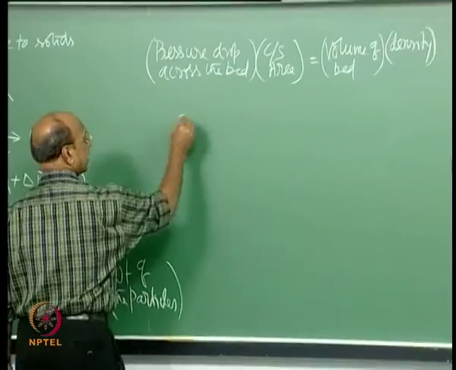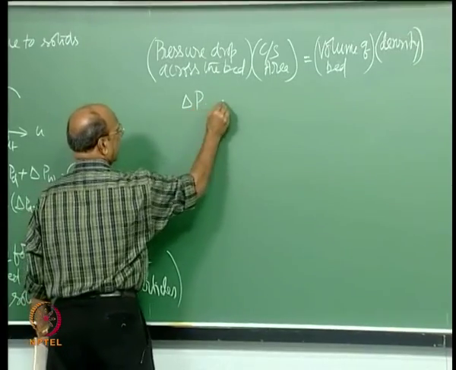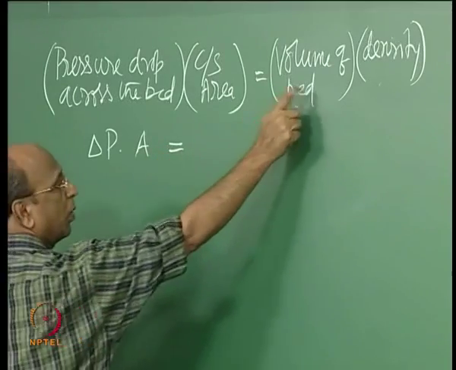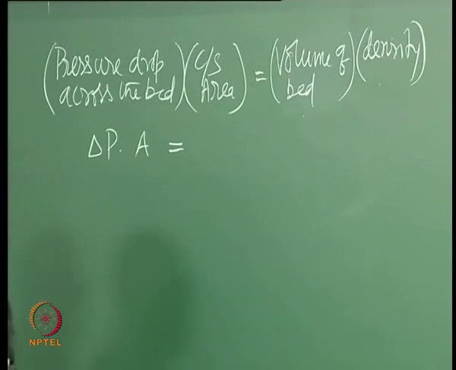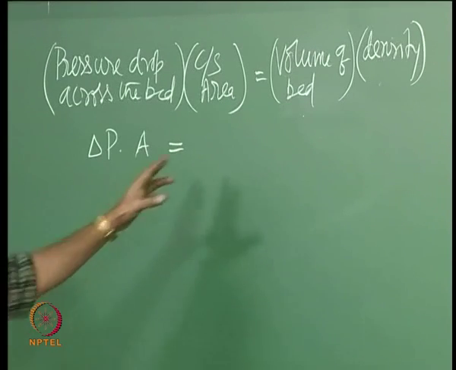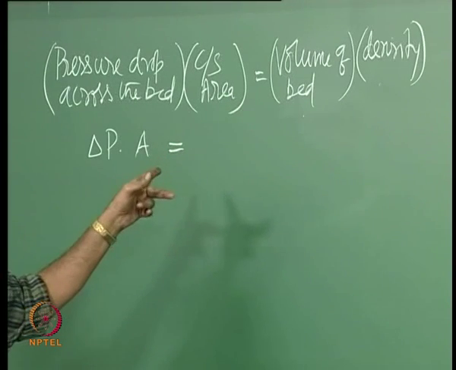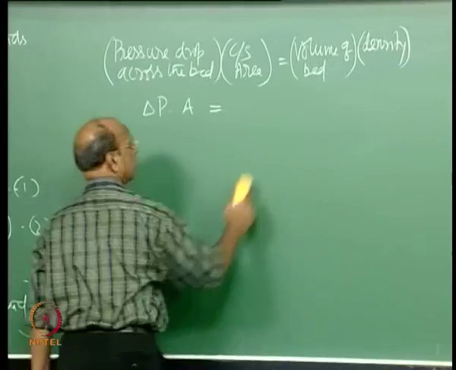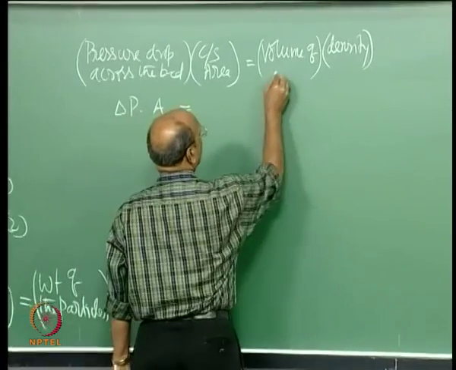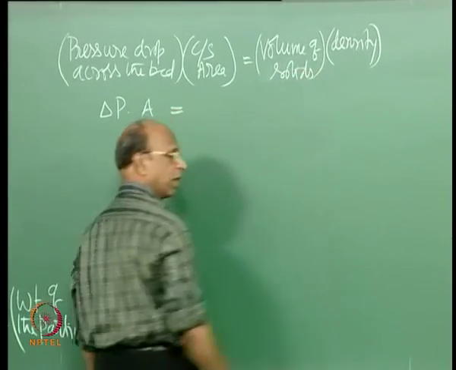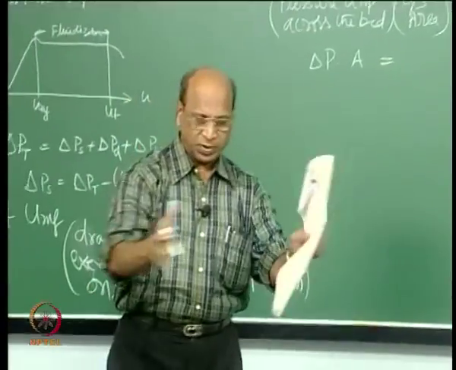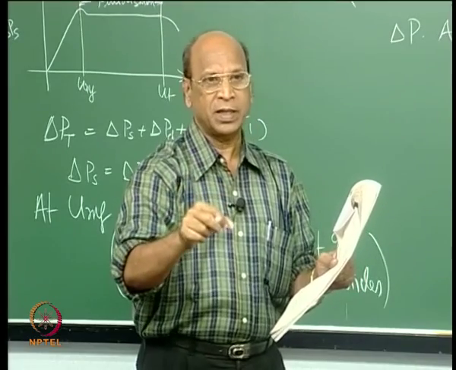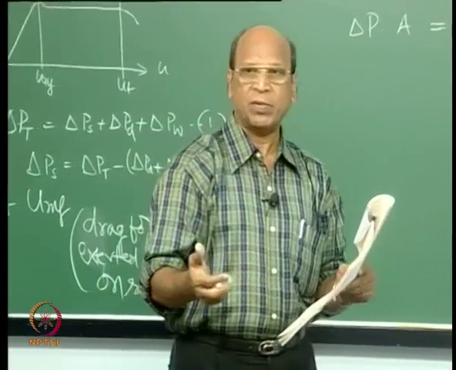If I write the equation, this will be delta p, and cross sectional area is A, and volume of the bed means, here only what you are balancing is solids, right. So volume of the bed means, bed means you fill the entire bed. Yeah, solids. So the volume of the bed into 1 minus epsilon will be the weight of the solids, where epsilon is the voidage.